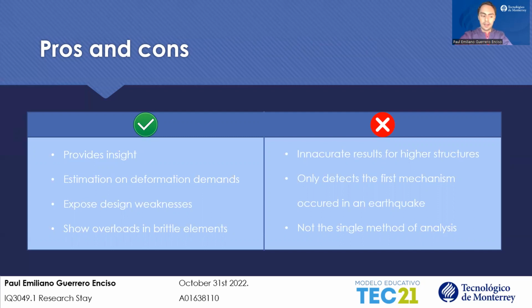But it also has cons. On the negative side, it could lead to inaccurate results for higher structures. The most important one would be that it only detects the first mechanism that occurs in an earthquake. It detects only the first mechanism, and the other weaknesses may not be exposed after the structure's dynamic characteristics change after the formation of the first mechanism.